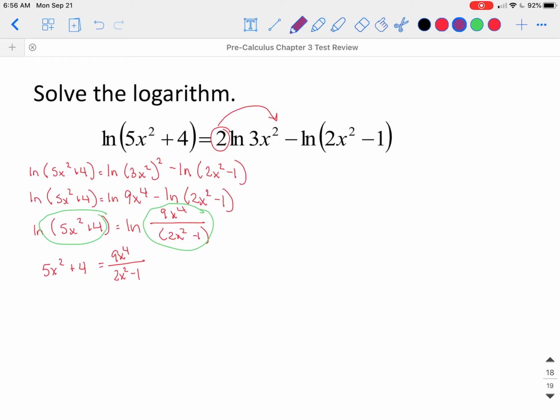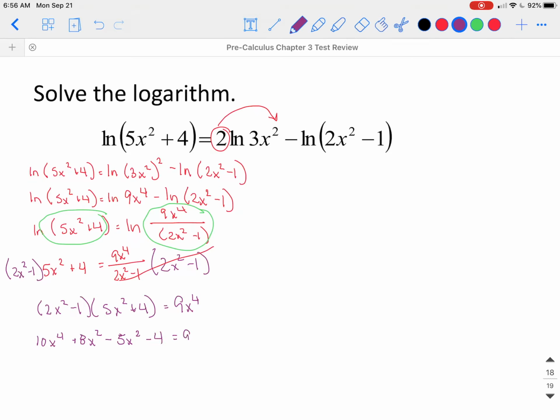Now we need to get that x out of the denominator, so we can multiply both sides by 2x squared minus 1. So over here we can cancel. On the left side, we have 2x squared minus 1 times 5x squared plus 4. So we are going to have to FOIL. Remember, you multiply the first pieces, so that's going to give us 10x to the 4th. Outside is plus 8x squared. Inside is minus 5x squared. And last will give us negative 4.